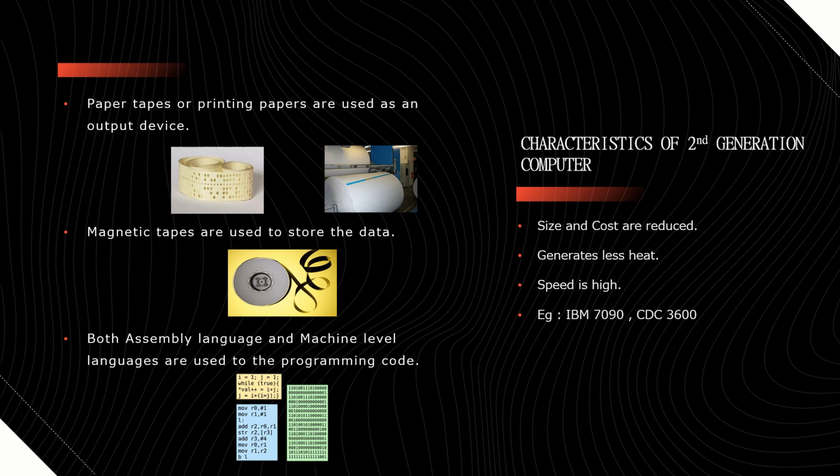The speed of these computers is very high. That means these can perform the task at high speed. For example, IBM 7090, CDC 3600. So all these about first and second generations of computers. In our next video, we will discuss about the third, fourth, fifth generations of computer.